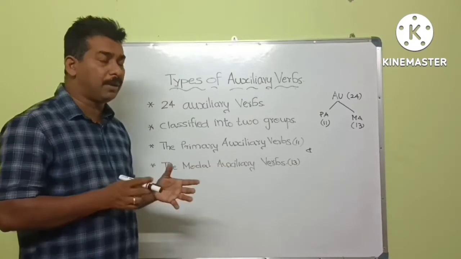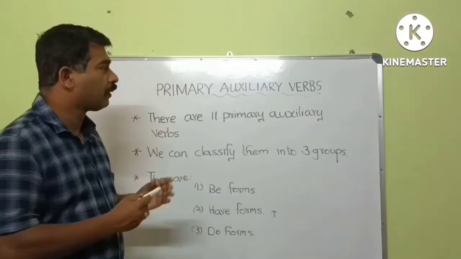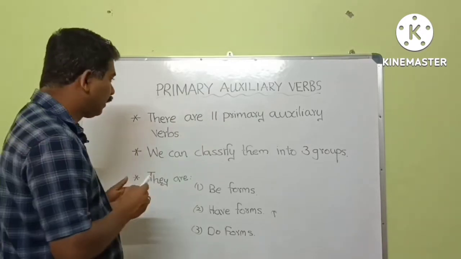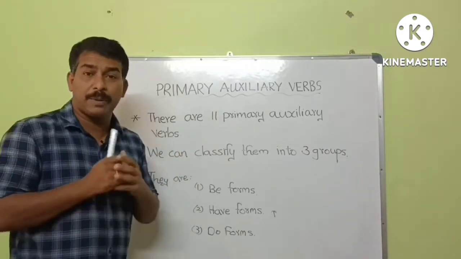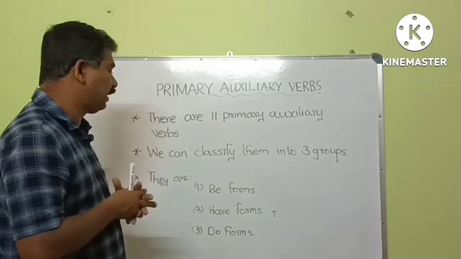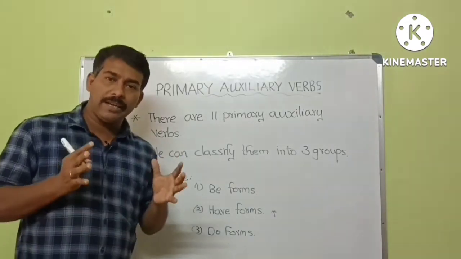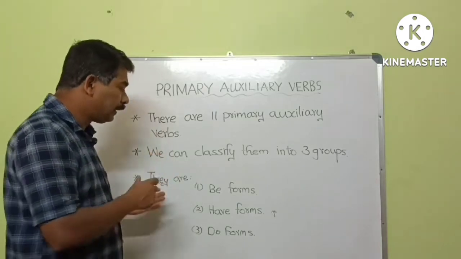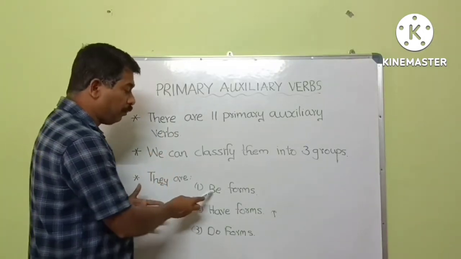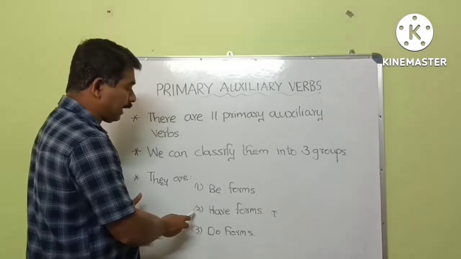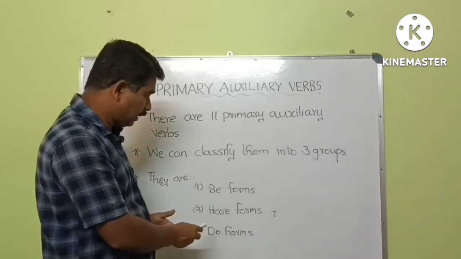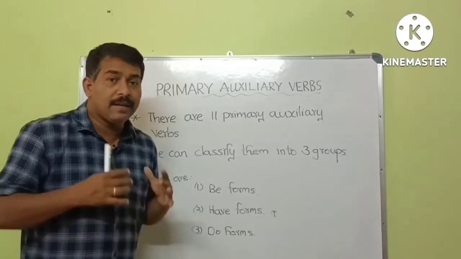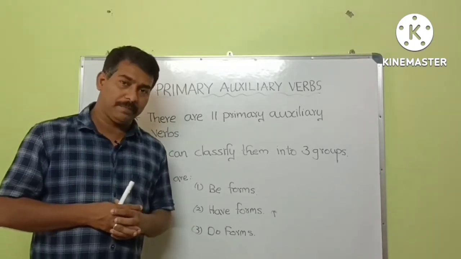Let's talk about the primary auxiliary verbs now. There are 11 primary auxiliary verbs in English. We can classify them into three different groups. They are: first one, be forms, second one, have forms, and third one, do forms. Let's learn them in detail.